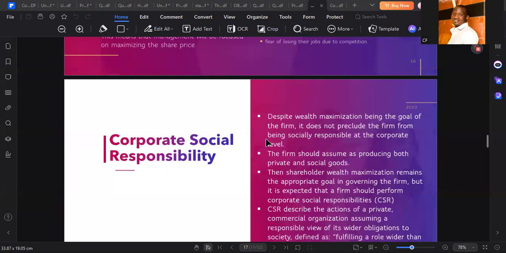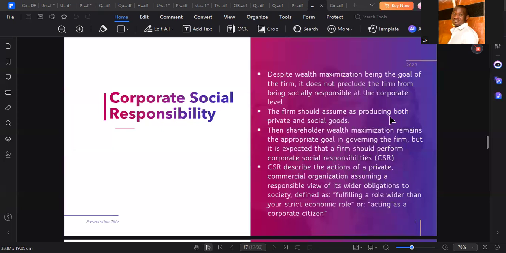And there comes the concept of corporate social responsibility, CSR. Despite having the goal of maximizing wealth, it is expected that corporations should take care of the needs of the environment. Not only should wealth maximization be a first priority, but also looking at the needs of the surroundings. So we call that corporate social responsibility.